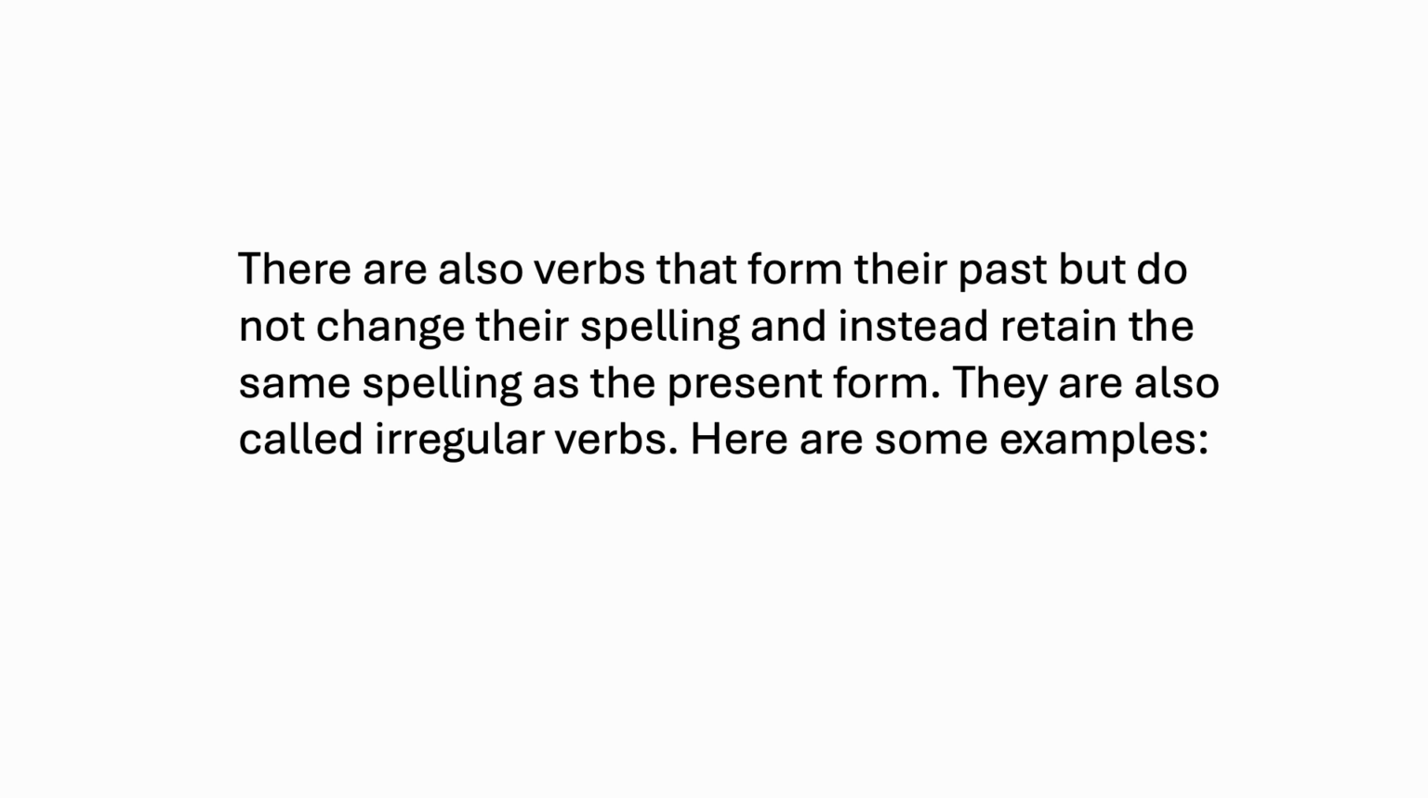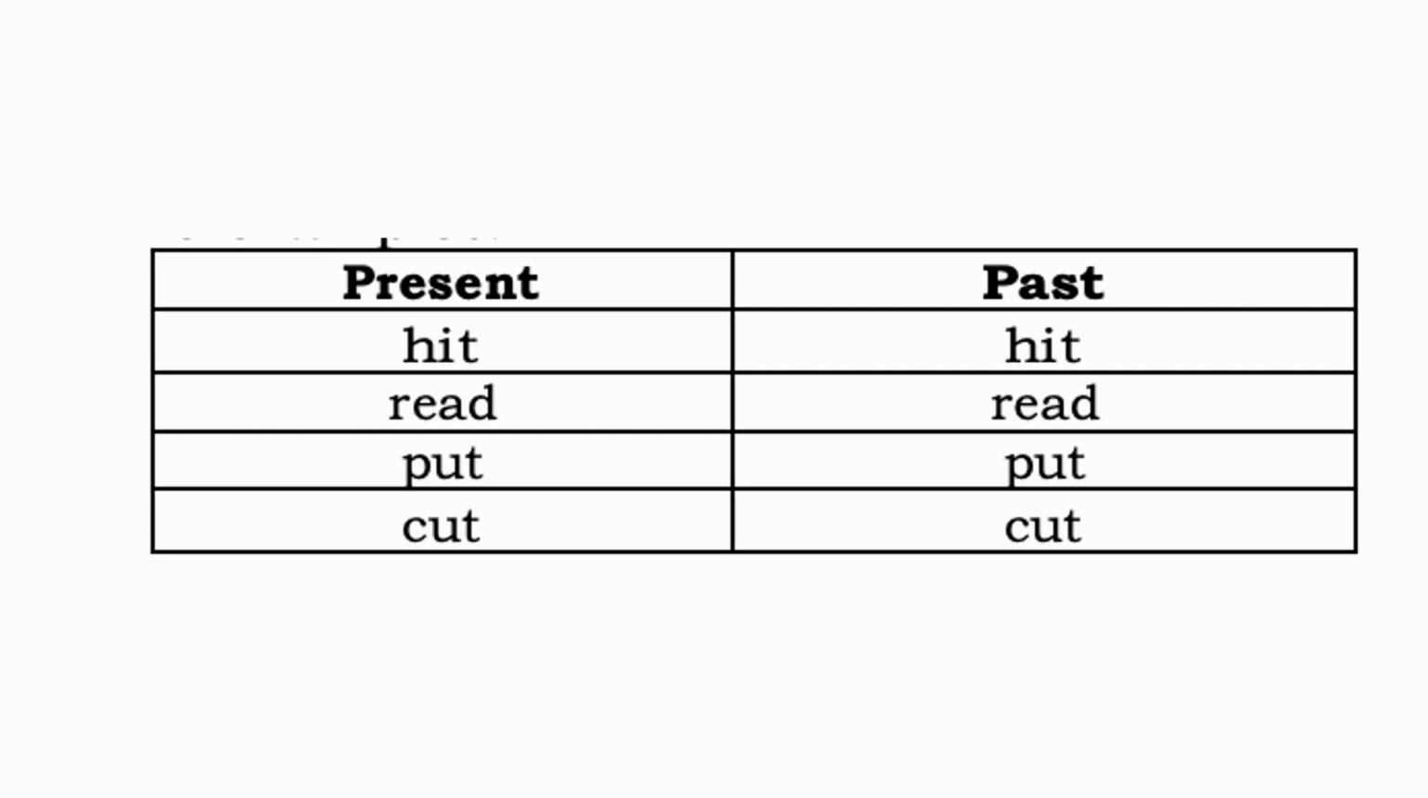When we say irregular verbs, these are verbs wherein we form their past by sometimes changing the spelling or sometimes the spelling retains. So here are examples of irregular verbs. Present, hit, past is hit. Read, read. Put, put. Cut, cut.